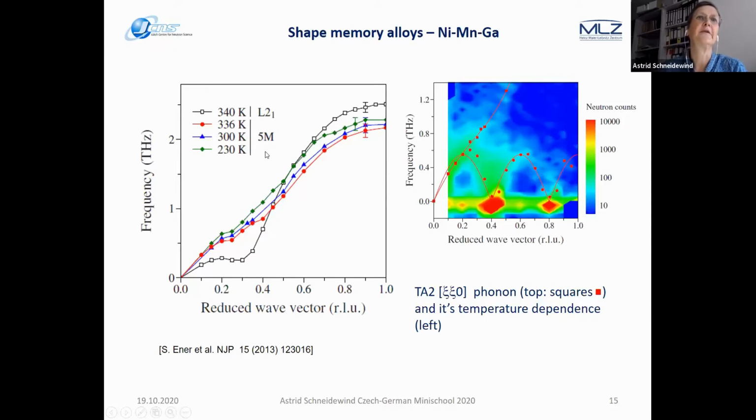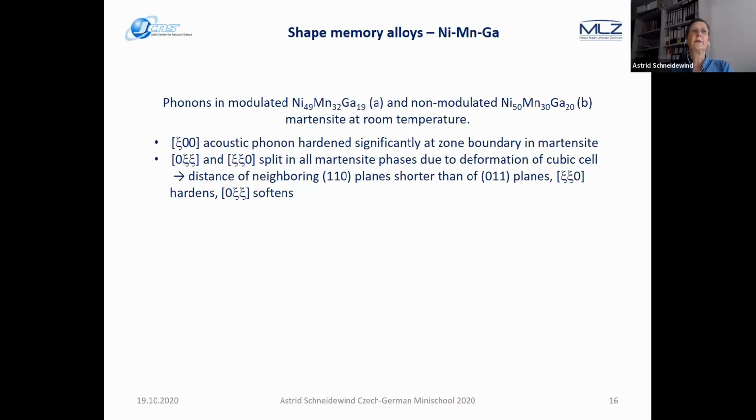And if you come from a 5 times modulated structure to the austenite, you see an impressive softening of this transverse acoustic phonon. If you now compare again the modulated structure with a non-modulated structure, then you can easily see which are the phonons which have additional features. Some of them split, and this is related to a deformation of the cubic cell. The distance between these 110 planes is shortened, and in consequence, one of the phonons is hardened, and the other one, which I showed you now, is softened.